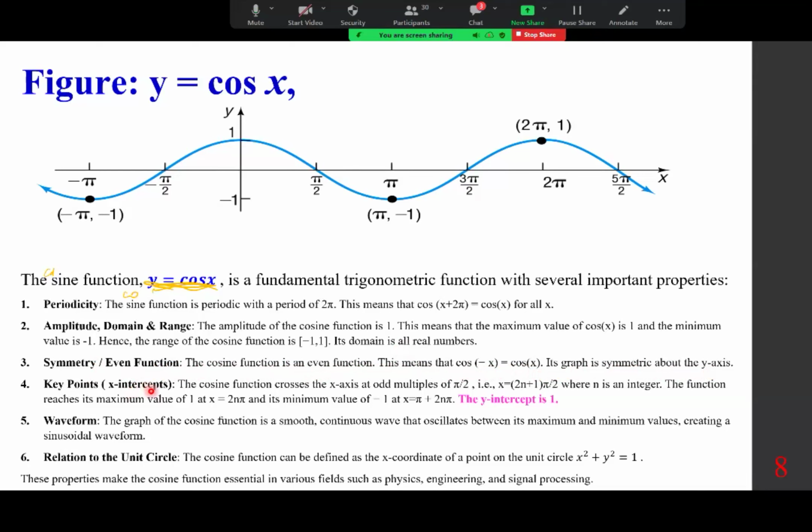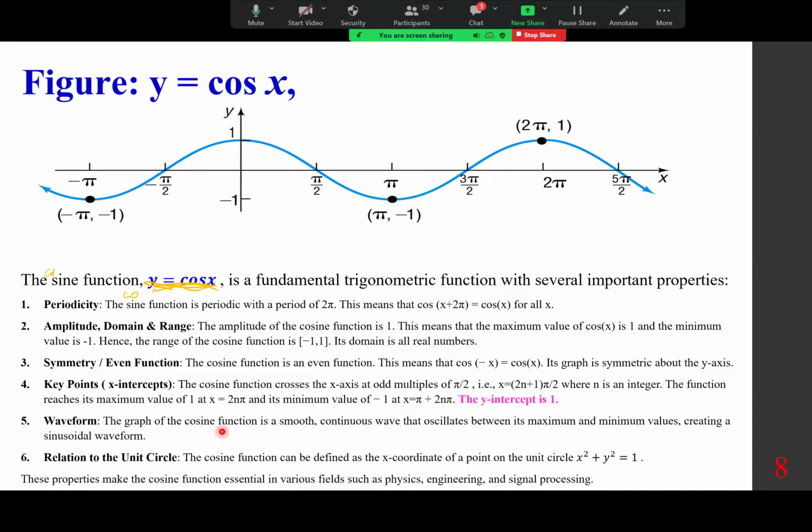Key points, x-intercepts. The cosine function crosses the x-axis at odd multiples of pi over 2. At pi over 2, 3 pi over 2. That means (2n plus 1) times pi over 2, where 2n plus 1 represents an odd number and n is an integer. The function reaches its maximum value of 1 at x equals 2n pi, such as 2 pi, for example, and in general its minimum at pi plus 2n pi. This is the minimum value. So it's pretty straightforward, everybody. All you have to do is just look at the graph. You can see that.